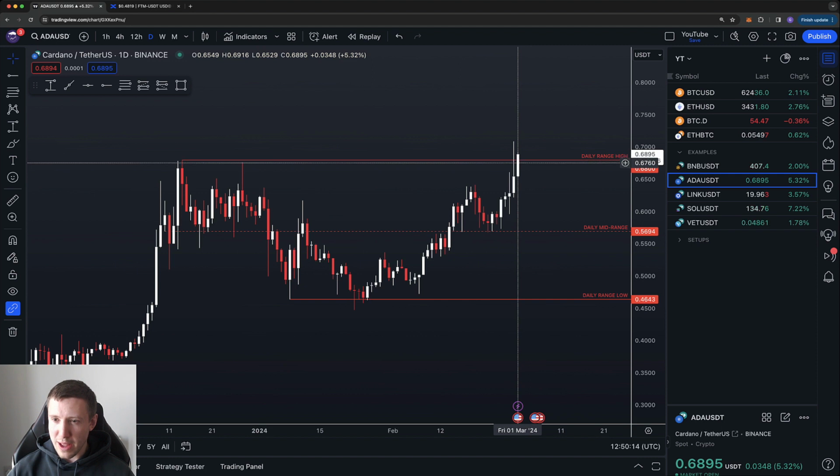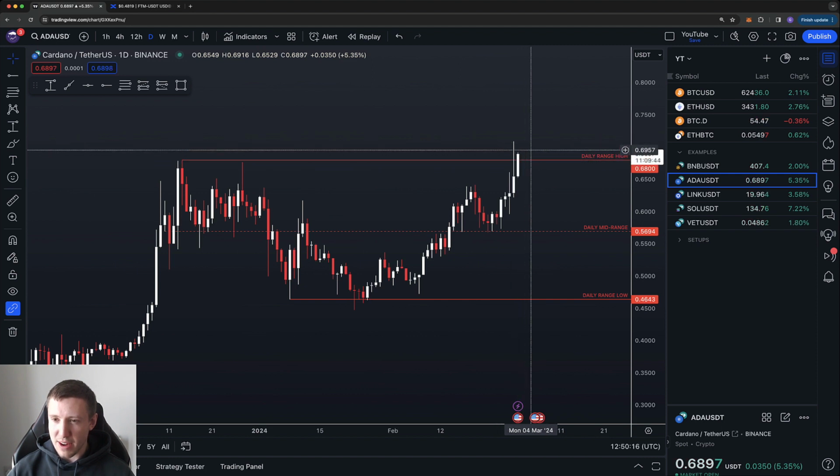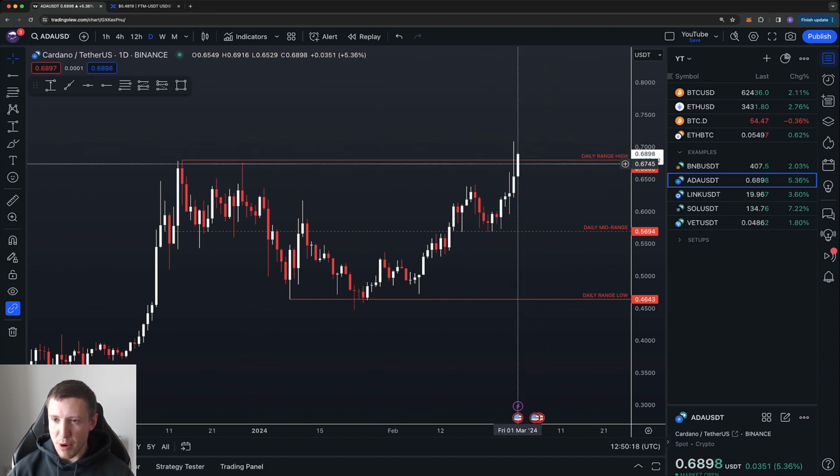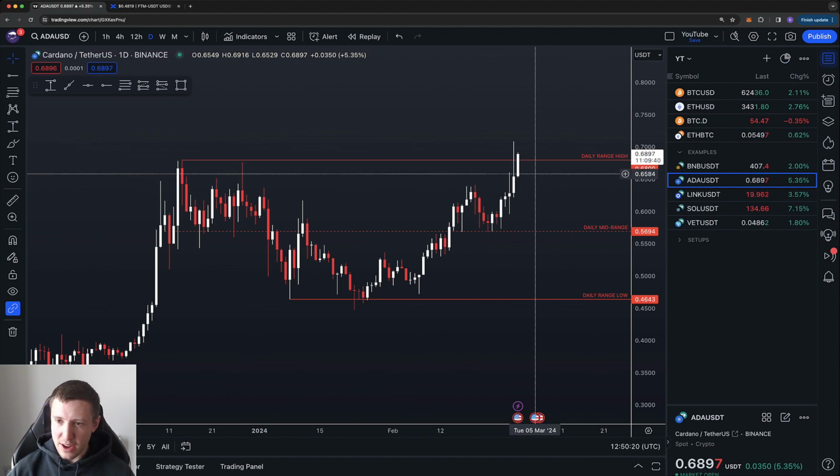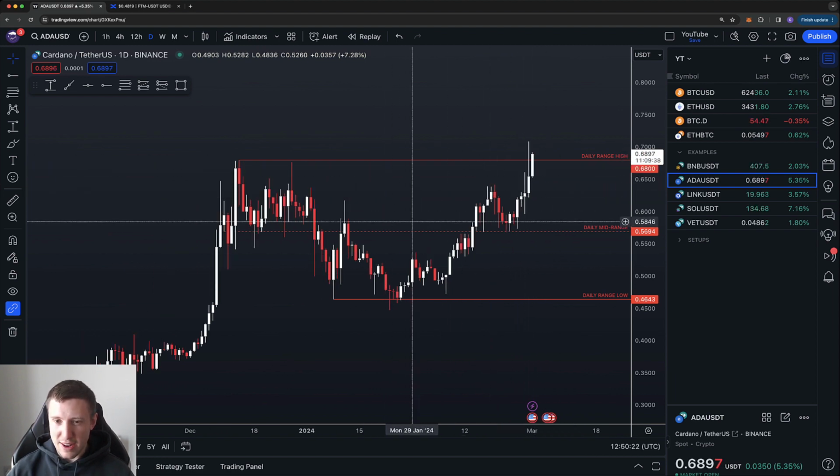Or of course you can wait, see if we get the daily close back above. And if we do, then that's the sign of a breakout. If we break back inside, cut your losses, maybe flip short. So that's one to keep an eye on.